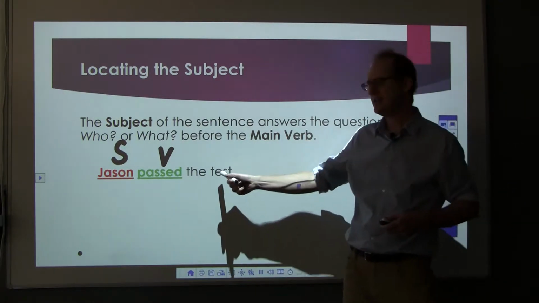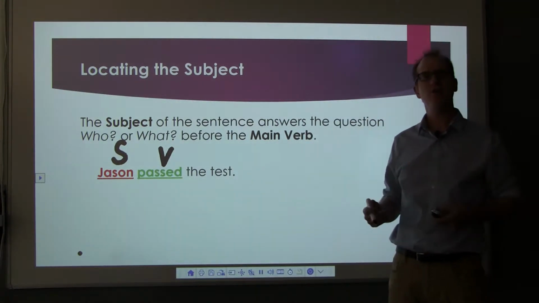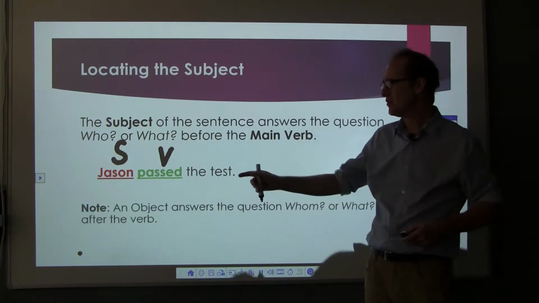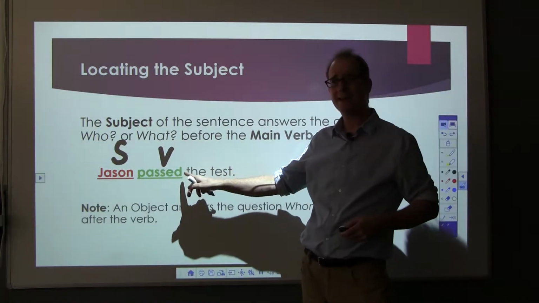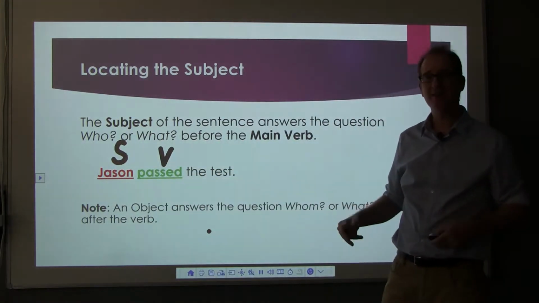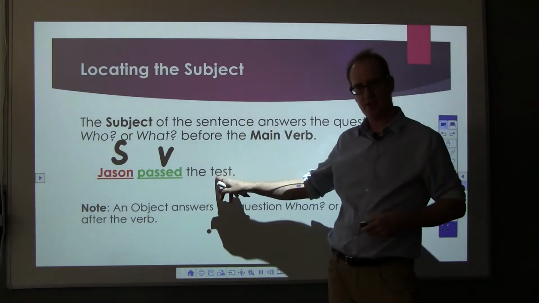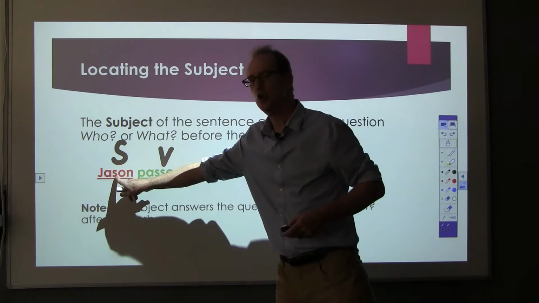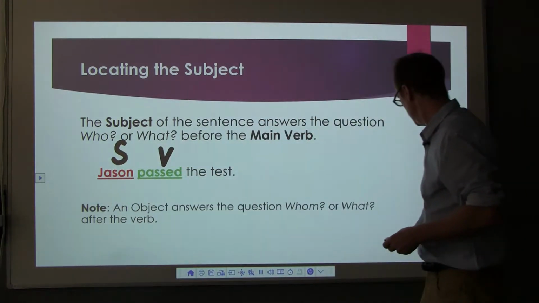Now there's another word here, test. What's that? Well, that's an object. It's an object because it answers the question whom or what after the verb. So Jason passed what? The test. So that's an object. Remember, the subject answers the question who or what before the verb.